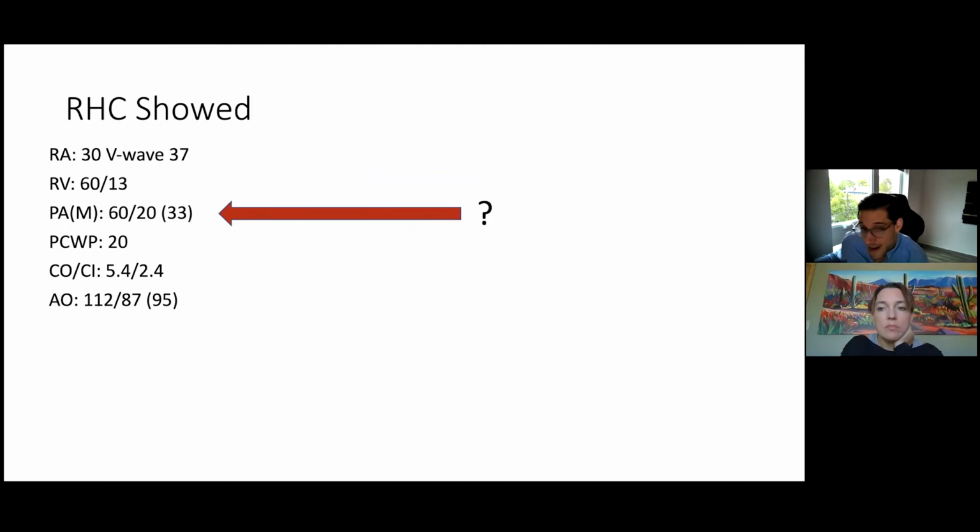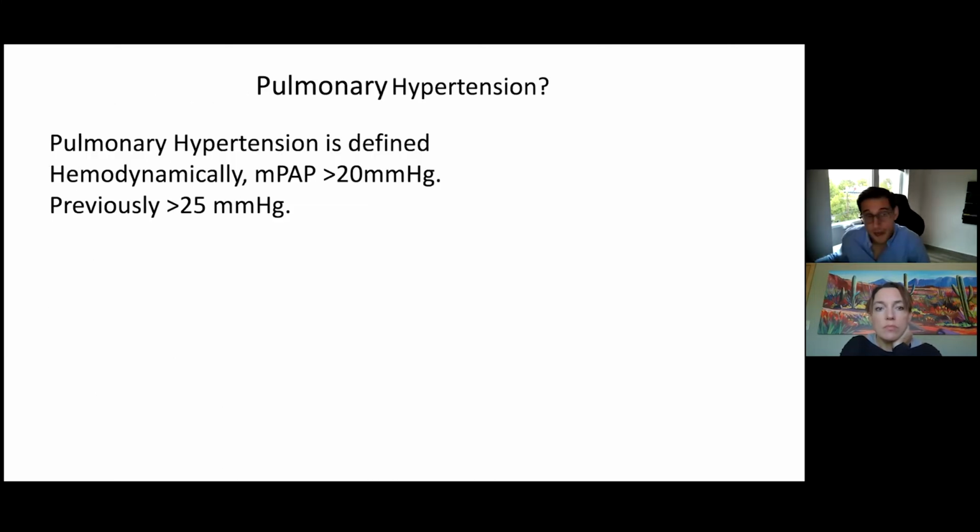That she has pulmonary hypertension just by definition. The new definition of pulmonary hypertension is a pulmonary artery mean pressure of 20 or more millimeters of mercury. Previously it was 25, but now it's 20. That's the main definition of it.